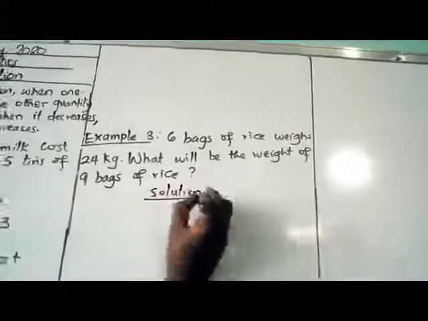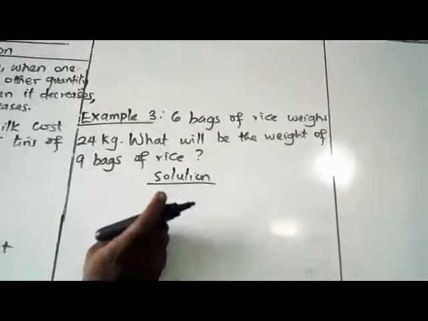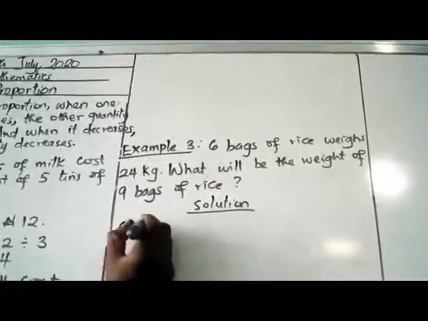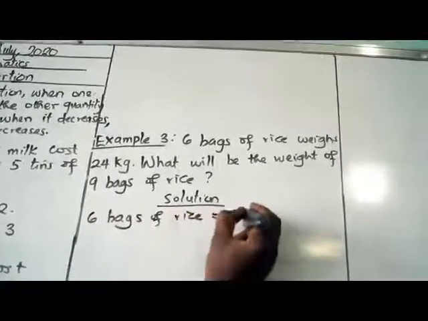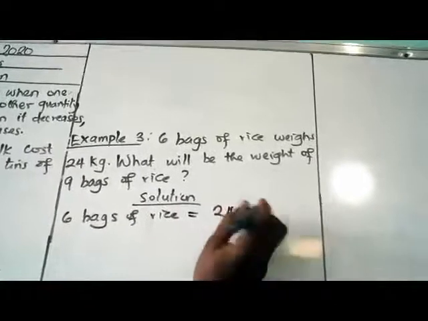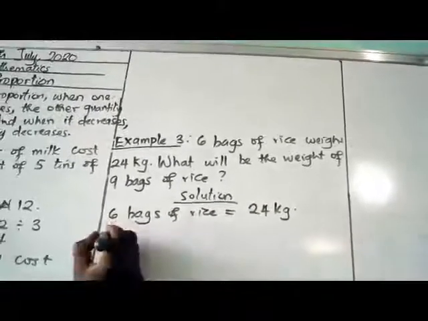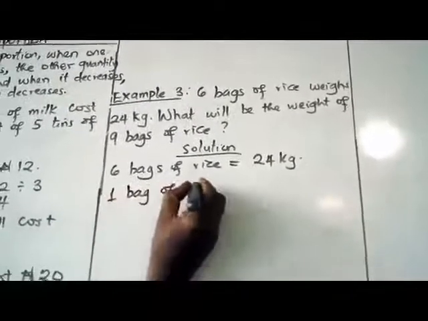Now this one we are doing it together. So what will be the first thing we are to do in this particular question? The first step is what? Good. We write out 6 bags of rice equals 24 kg. And then what do we have to find? Excellent. We have to find the weight of 1 bag of rice.